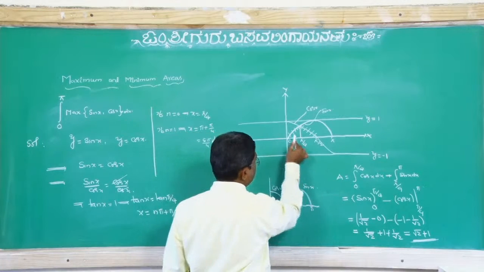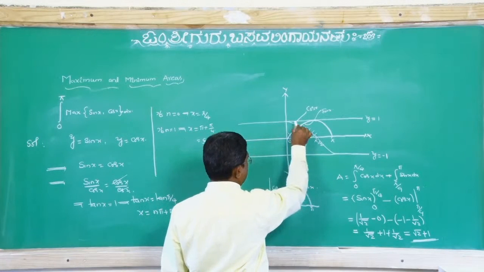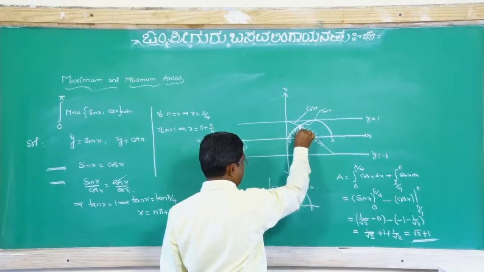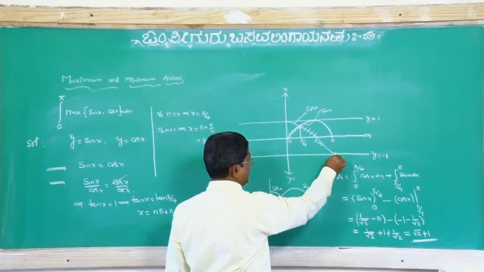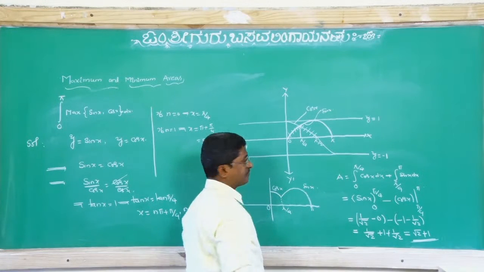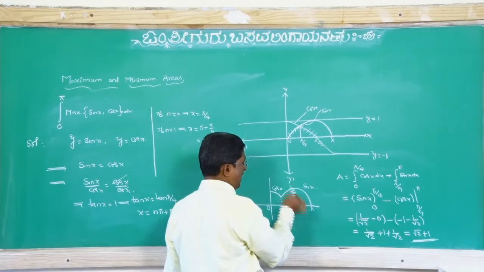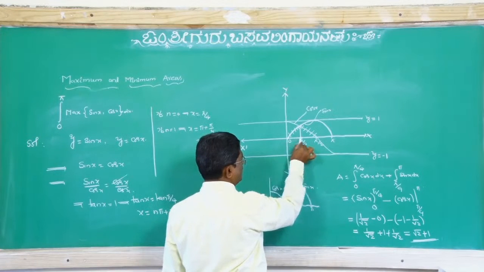So after that, draw the graph of y is equal to cos x. Cos x and sin x intersect at the point pi by 4. At pi by 2 it is 0, and at pi it is equivalent to minus 1. But we need the maximized function between 0 to pi by 4.